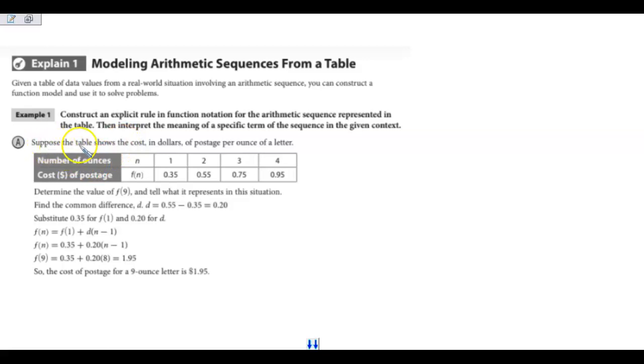It says, suppose the table shows the cost in dollars of postage per ounce of a letter. The ounces, each ounce in the letter, that is your independent variable. Your dependent variable is going to be your cost in dollars. Okay. So they want us to determine the value of the function at 9 ounces and tell what it represents in this situation. So the first thing we have to do is find our first term. Our first term is 35 cents.